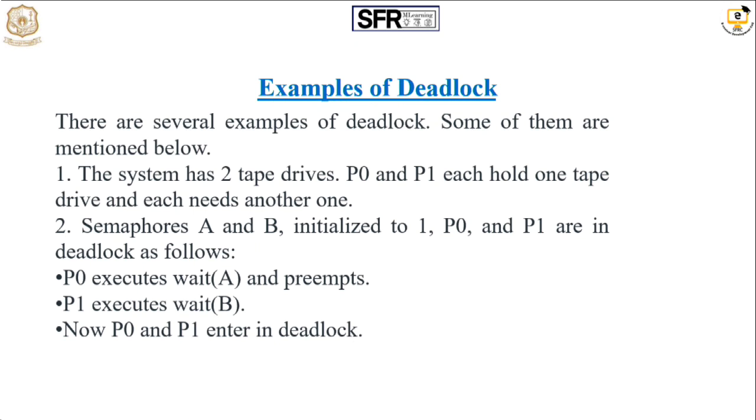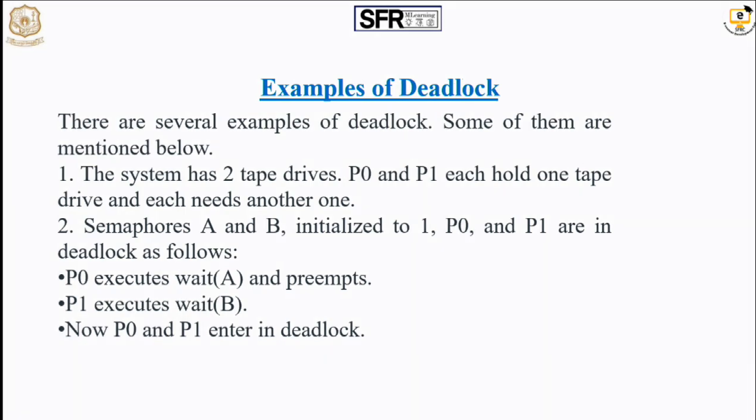The first one: the system has two tape drives, P0 and P1 each hold one tape drive and each needs another one. The second one: semaphores A and B initialized to 1. P0 and P1 are in deadlock as follows. P0 executes wait and the process P1 is made to wait. Now P0 and P1 have entered deadlock.